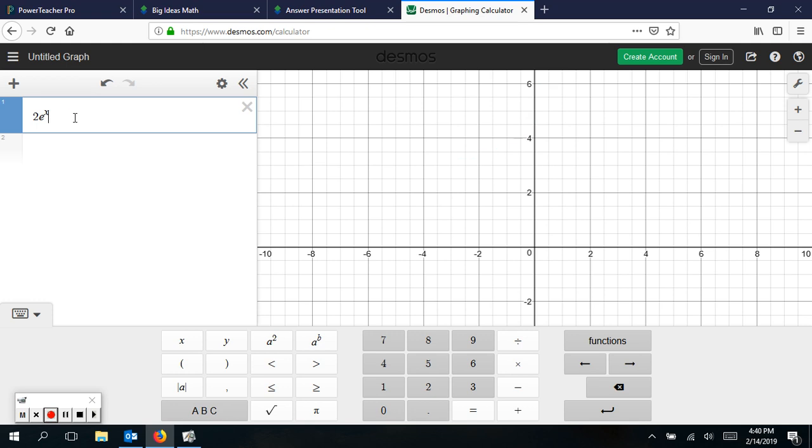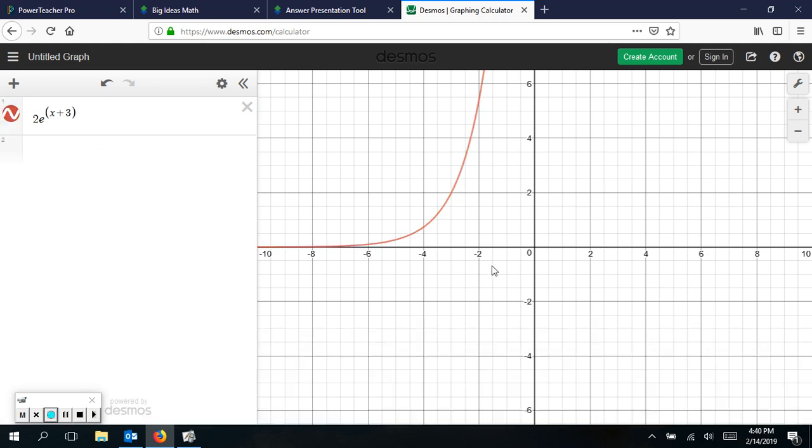See, it didn't do it right there. So I think what I need to do is put that in a parenthesis. If I open the parenthesis up there we go, and now we got x plus 3, close the parenthesis, and there's our graph.